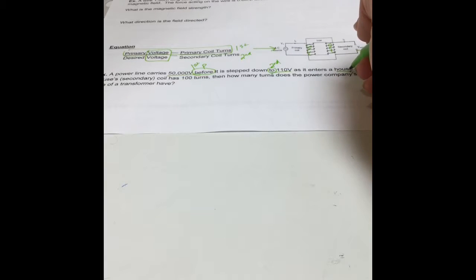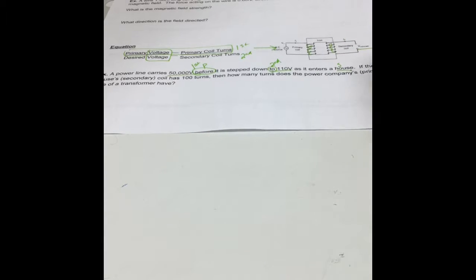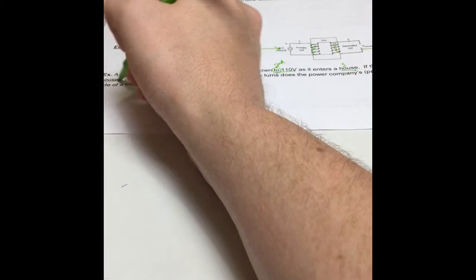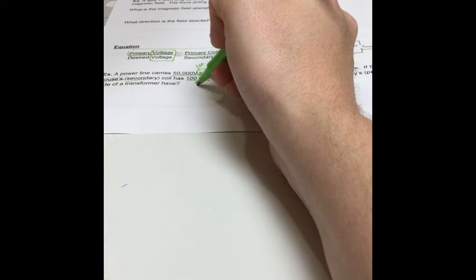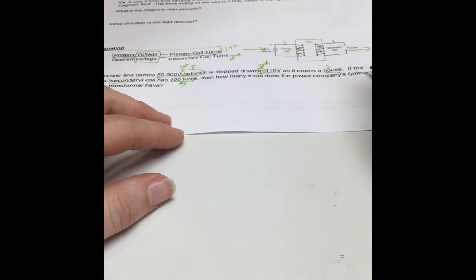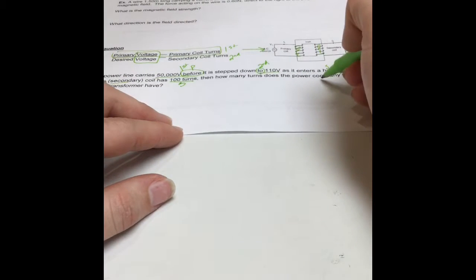So every time I see something refer to a house, I know it's going to be referring to my secondary term. So if the house, or the secondary coil, has 100 turns, then how many turns does the power company side, which would act as my primary, have? So that'll be my question.